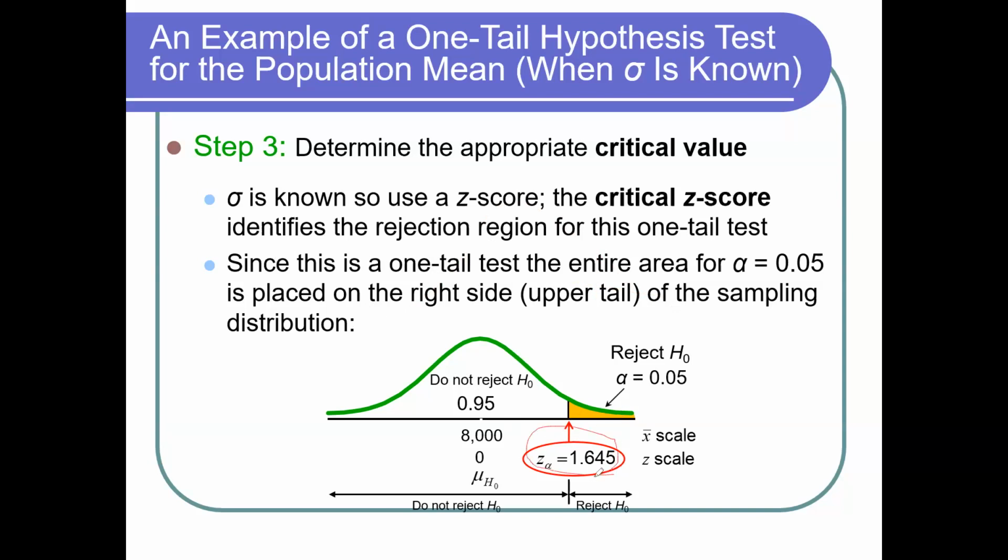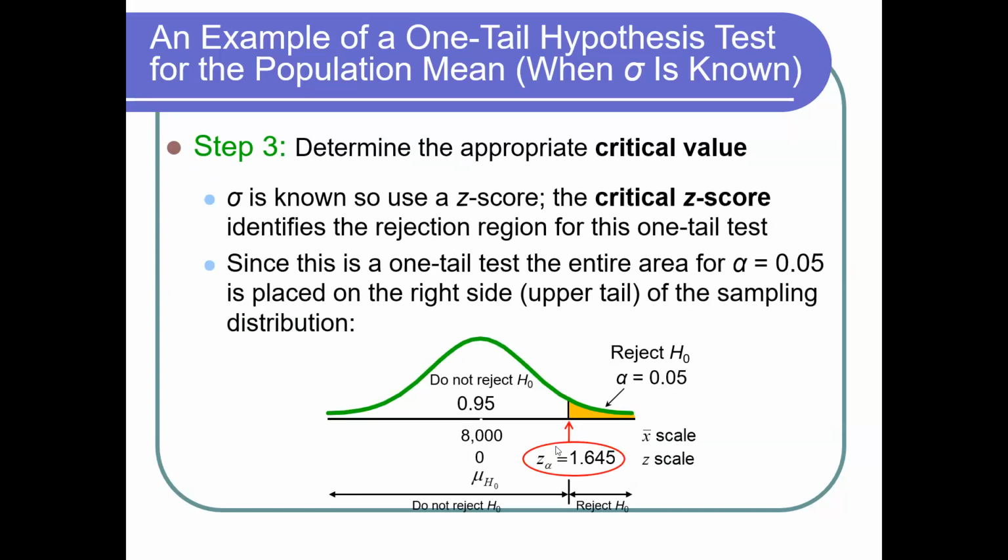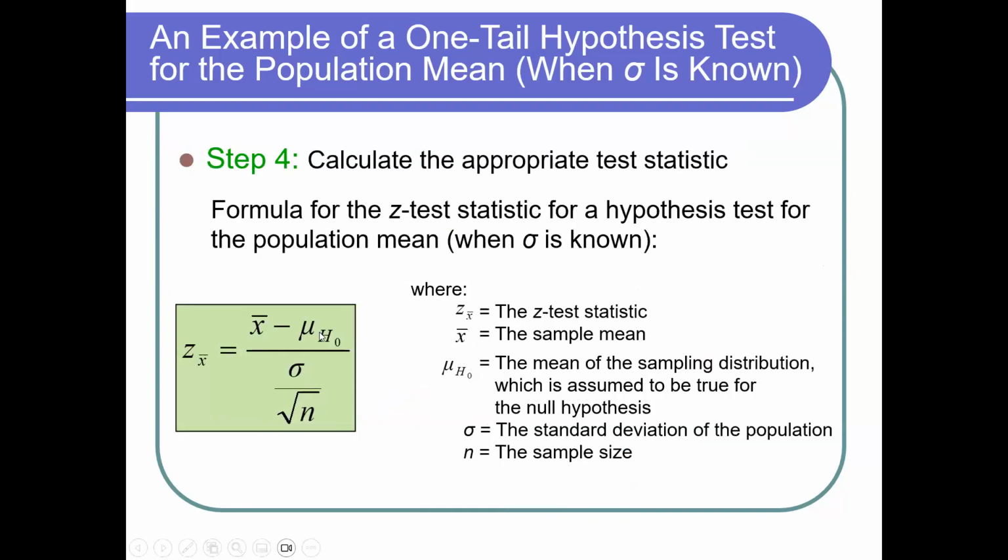So 1.645. Okay, so this is one tail. For one tail, alpha equal to 0.05, the z is equal to 1.645. So what's next? When we have the alpha, this is 1.645, and we want to convert 8120 to this average with the same standard deviation. So x bar minus 8,000, the mu, divided by the standard deviation divided by the square root of the sample size, I think 36.